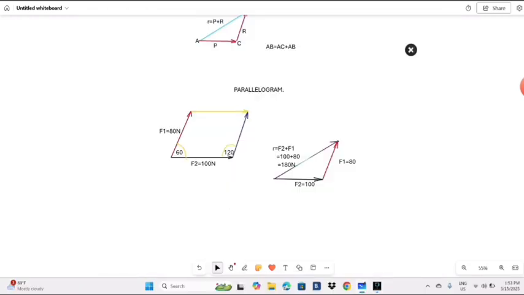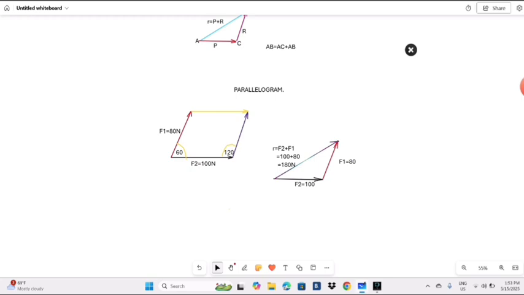Now going to move to parallelogram. For instance, in this example, we are given that force 1 is 80 newtons, and force 2 is 100 newtons. We have angle 60 and angle 120, and we know that the sum of the interior angles adds up to 180 degrees, so 60 plus 120 is 180 degrees.